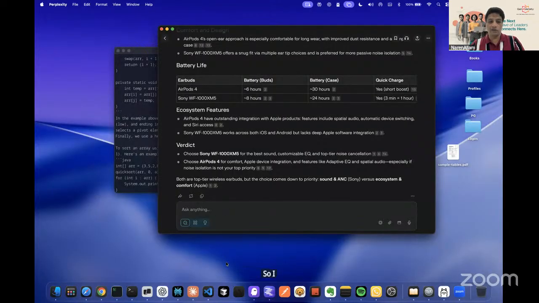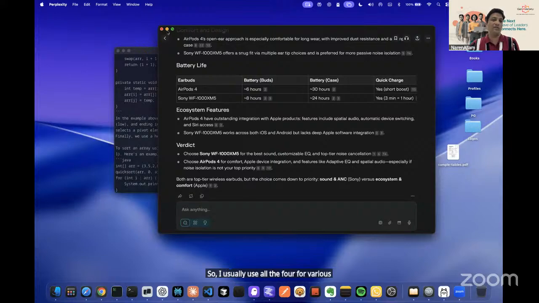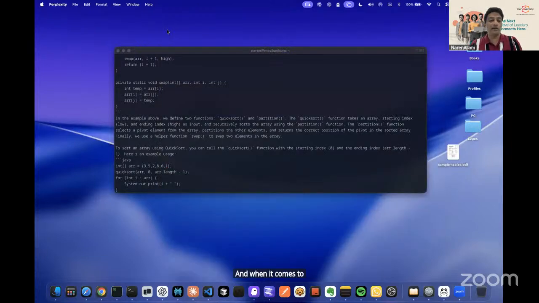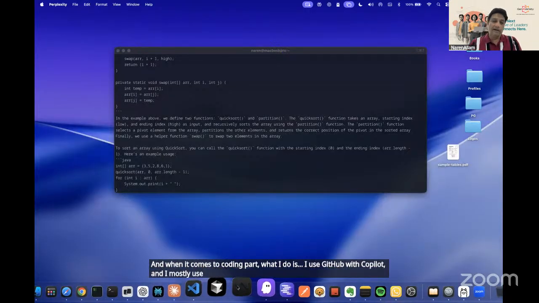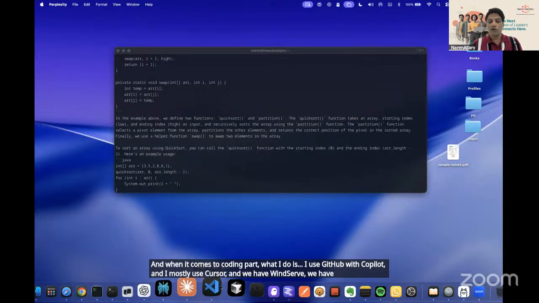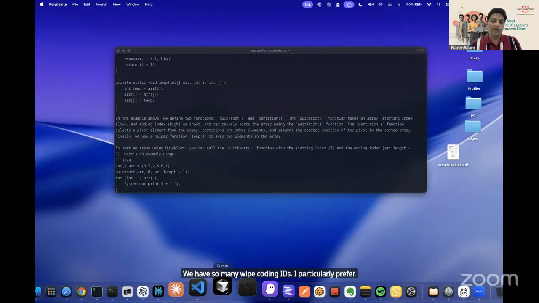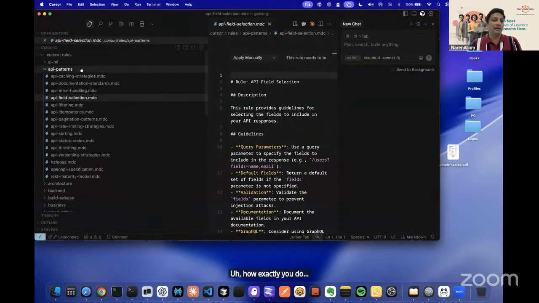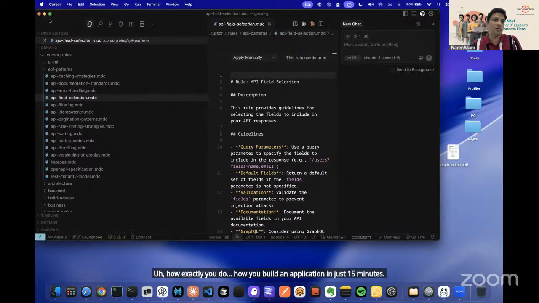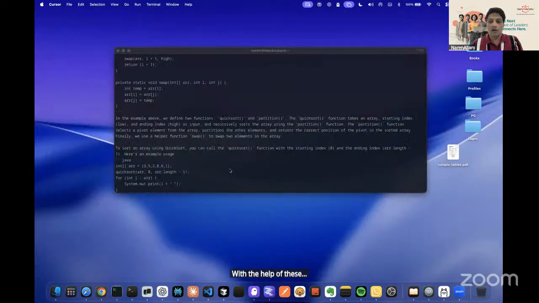So I have just introduced three. The fourth one is Gemini, definitely. Gemini doesn't have a desktop application. I usually use all four for various reasons that I'll explain tomorrow. And when it comes to the coding part, I use GitHub with Copilot and I mostly use Cursor. We have Windsurf, we have Kiro, we have so many vibe coding IDEs. I particularly prefer Cursor. And tomorrow I'm going to show you how you build an application in just 15 minutes with the help of these online LLMs.